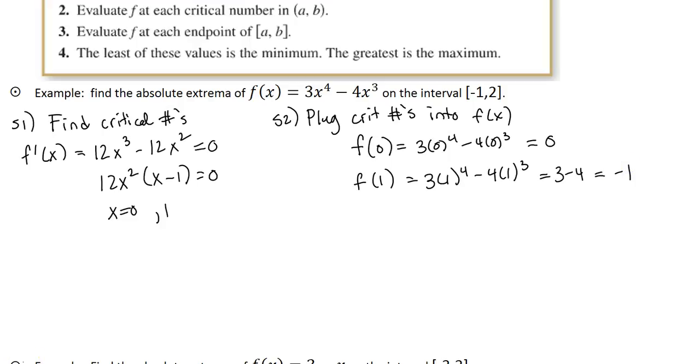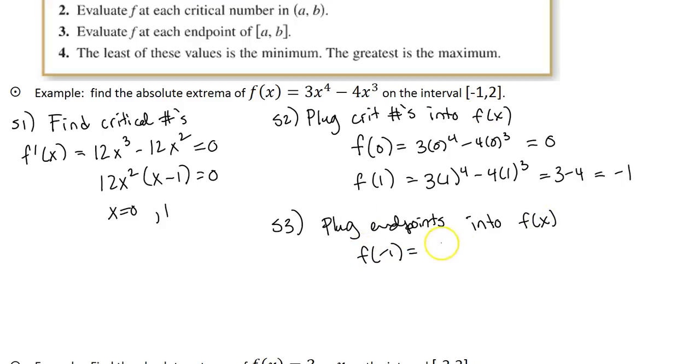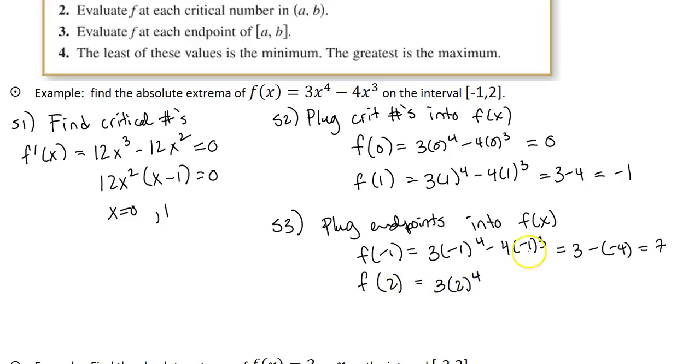So now that we've found the two critical values, we're going to find the endpoints. So for step 3, we're going to plug the endpoints into f of x. So the endpoints are -1 and 2, so f of -1 would be 3 times -1 to the fourth minus 4 times -1 cubed, which is going to be 3 minus -4, or 7. And f of 2 would be 3 times 2 to the fourth minus 4 times 2 cubed, which is going to be equal to 16.